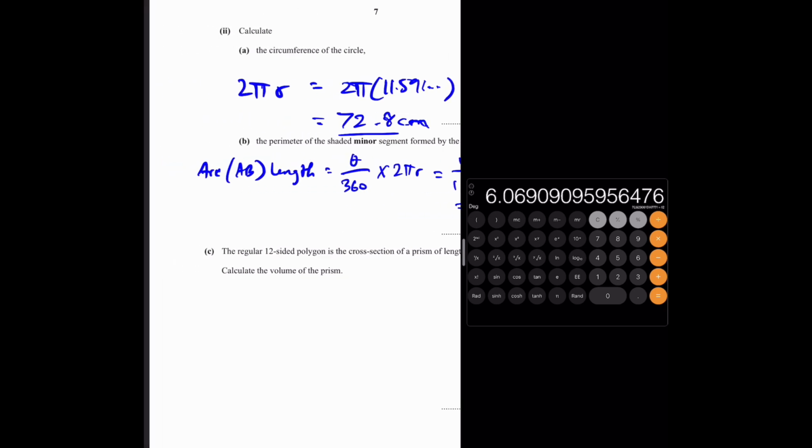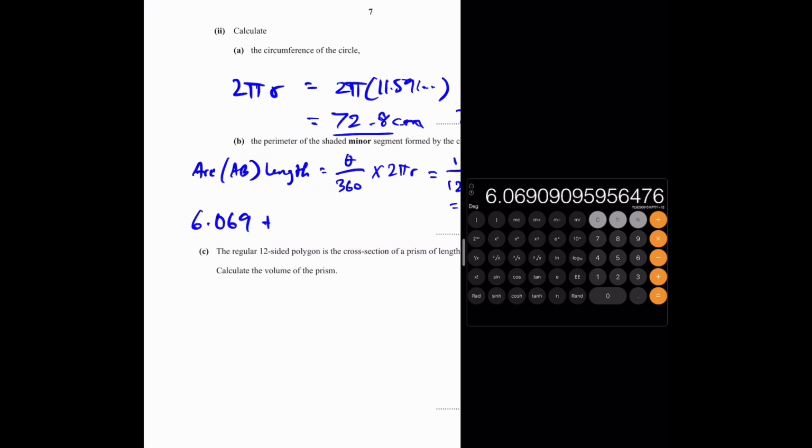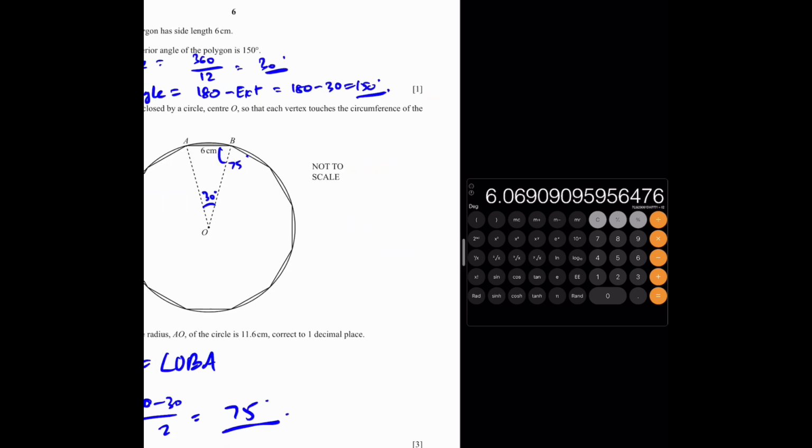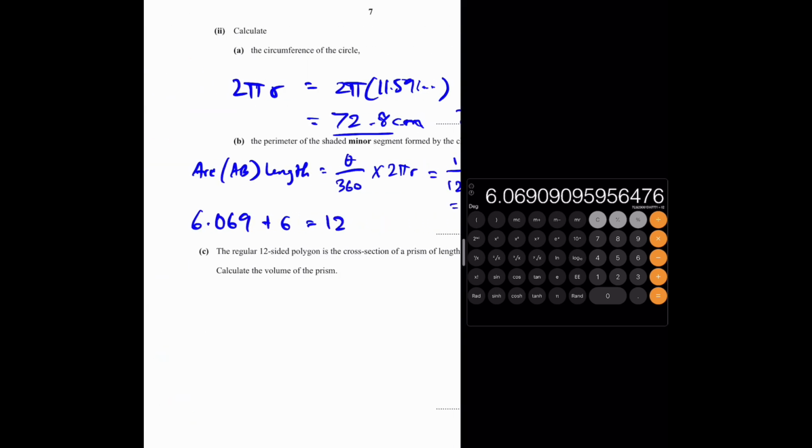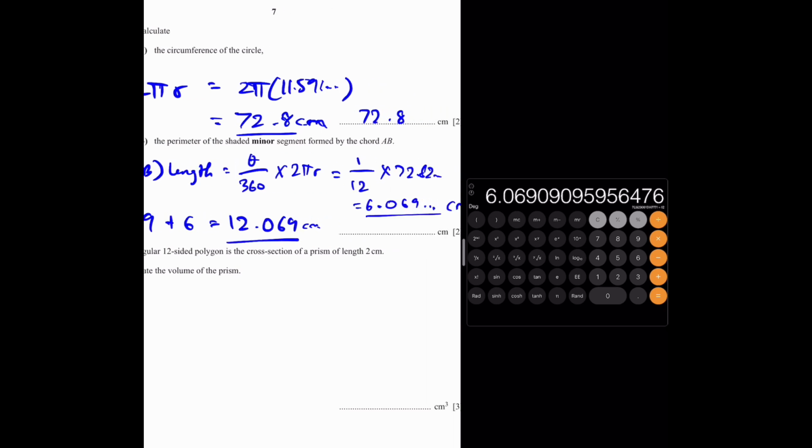We have to add this to the 6 centimeters which we have for the length AB, this length over here, straight line. And when we add this, we get 12.069. And that's 3 decimal places, but you can use 3 significant figures, and 12.1 centimeters is also correct.